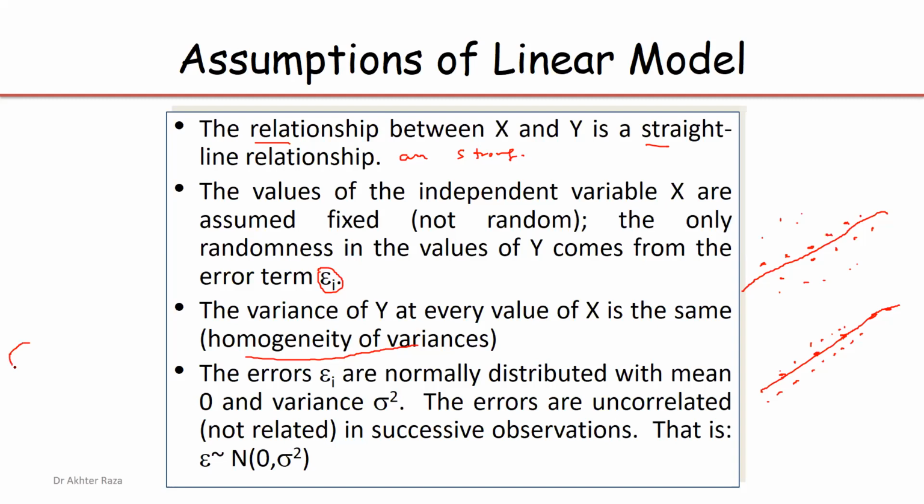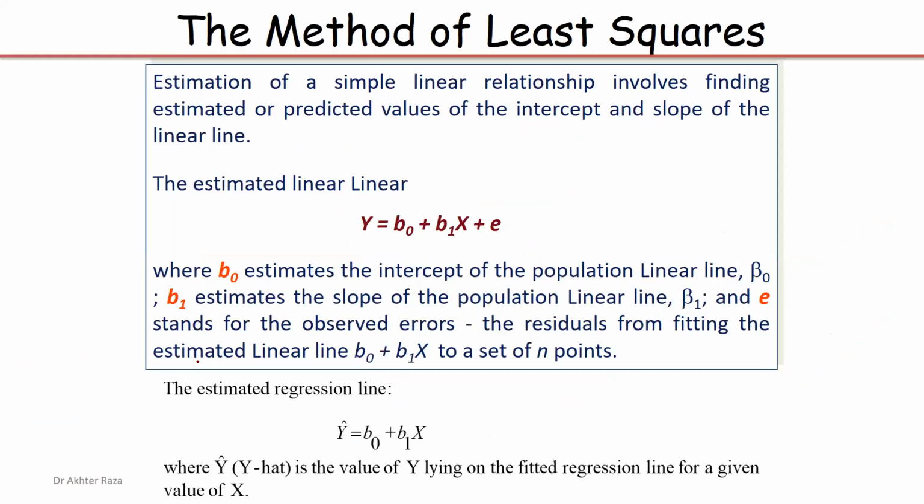And the error term is random. The error term should be normally distributed. The mean of error should be 0. That is one of the very important assumptions. What does it mean? This is a negative value of error, and this is a positive value of error. If I sum the negative values of error and the positive values of error, the total will be 0. That is why the mean of error will be 0. This is an important assumption.